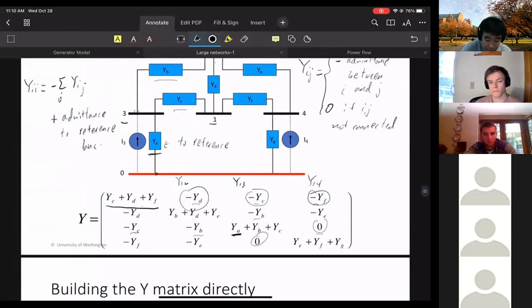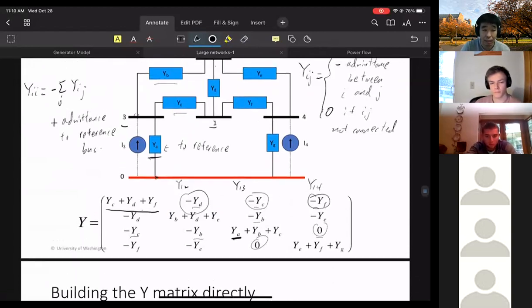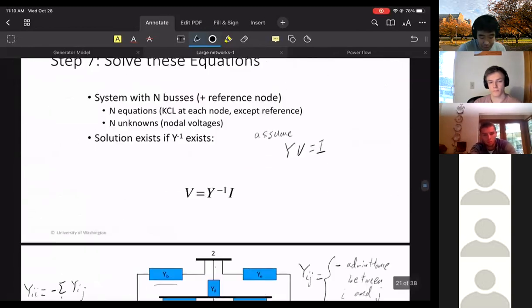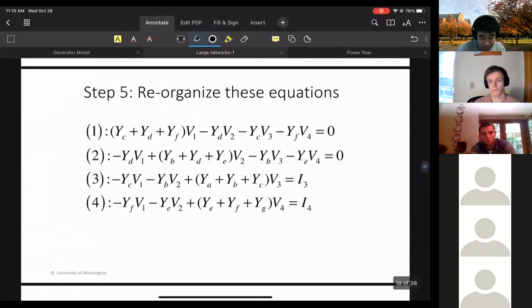When you look at the off-diagonal terms, it's always negative. It's the negative of the admittance, right? If you look at off-diagonal terms. For the diagonal terms, it's a summation of the admittance. So this is a convention.